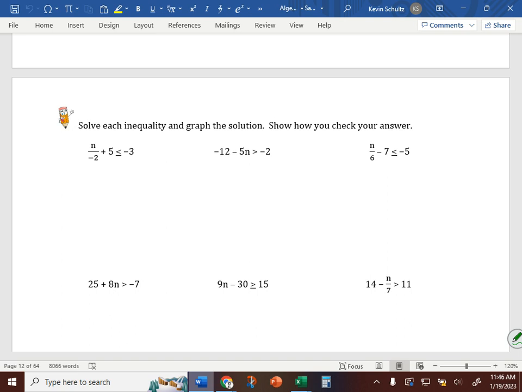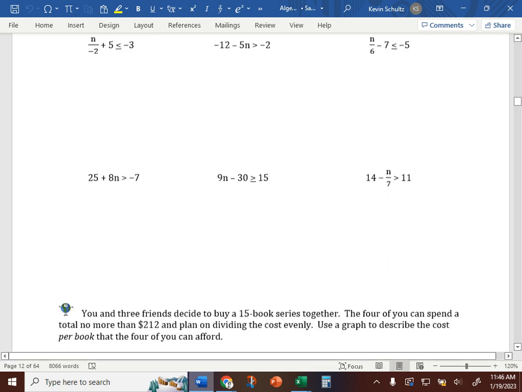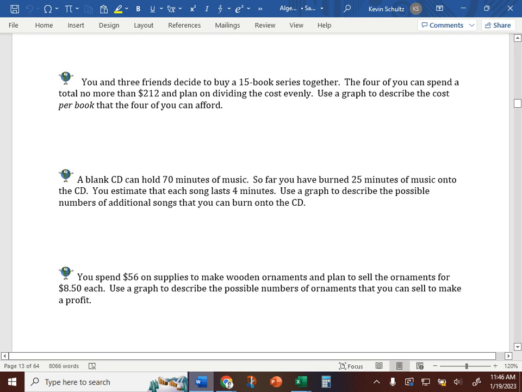What do you want to see, Maddie? Go over 1 word problem. Sure. Do you have a favorite? That was the hardest one. The CD. The blank CD. A blank CD can hold 70 minutes of music. So far, you burned 25 minutes of music onto the CD. You estimate that each song lasts 4 minutes. Use a graph to describe the possible numbers of additional songs you can burn onto the CD.